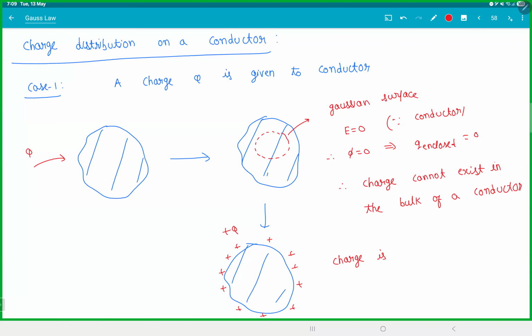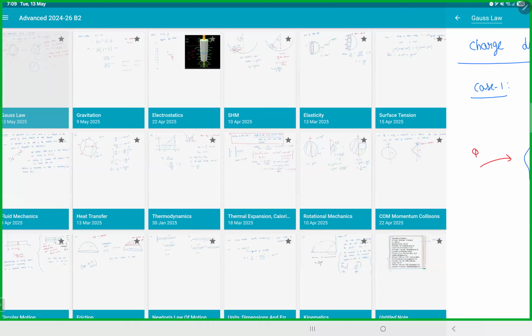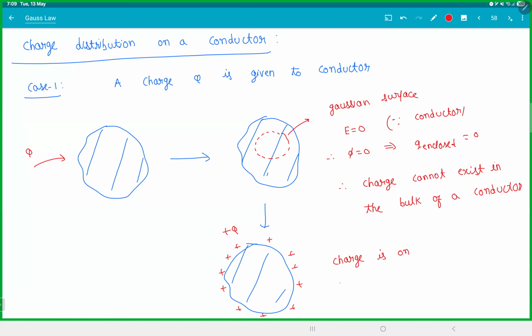Charge will not enter inside. Is this clear, everyone? Others, can you keep your cams on? Arnav, Keshav, Soham, cams on, everyone.